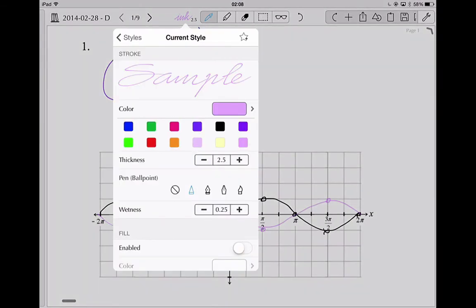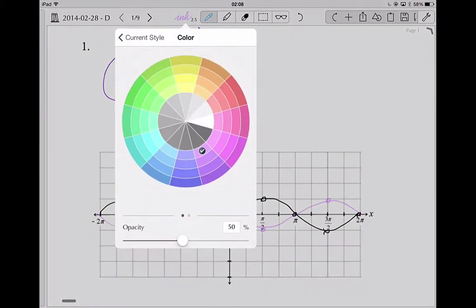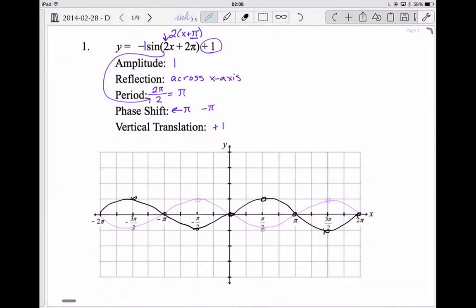Okay, next up, I think I'll do light blue. Okay, I need to do a vertical transformation. Well, no, sorry. Next up, I'll do the phase shift. Holy, what is wrong with me? What is wrong with me is it's 2 in the morning. Let me try that again.